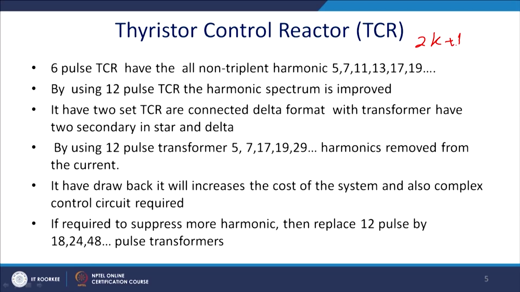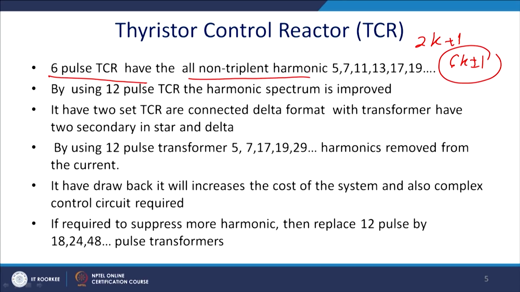So, thus what happened? We will have a harmonic spectrum that will be shifted. Previously the harmonic content was 2k plus minus 1, and now we will have 6k plus minus 1. This is the shift, and for this it is called the 6 pulse TCR, and we will have harmonic content 6k plus minus 1, that is 5, 7, 11, 13, 17, 19 and so on, and no triplen harmonic.